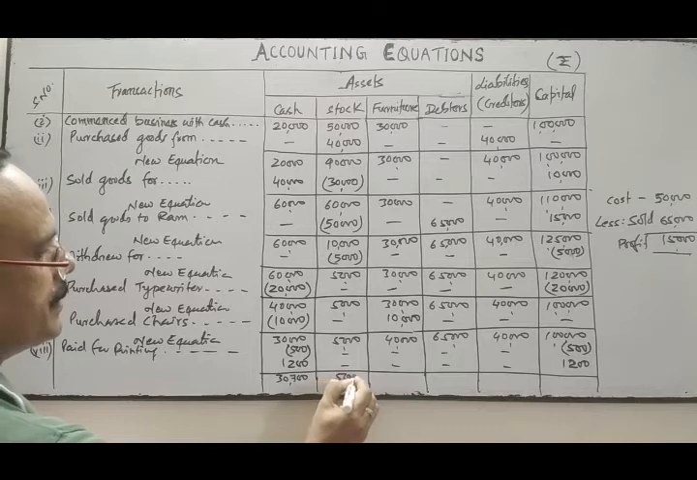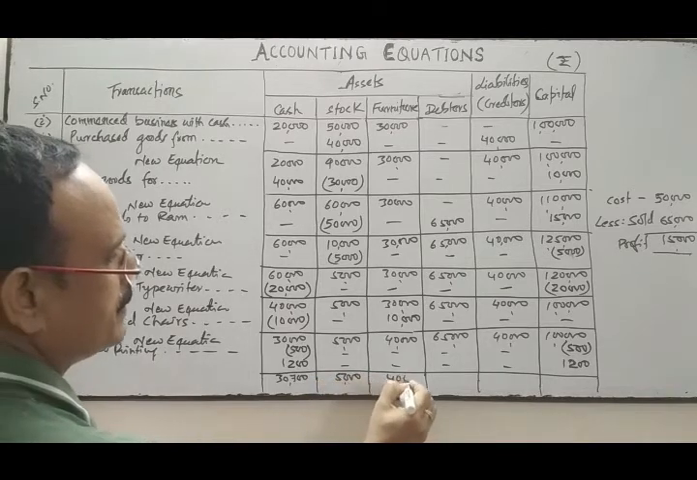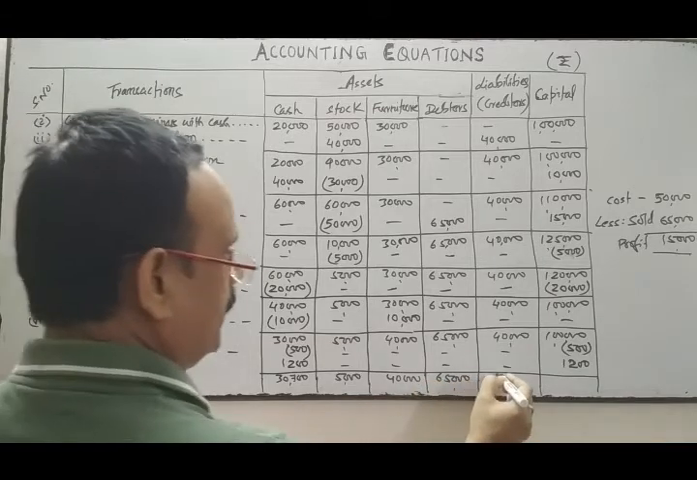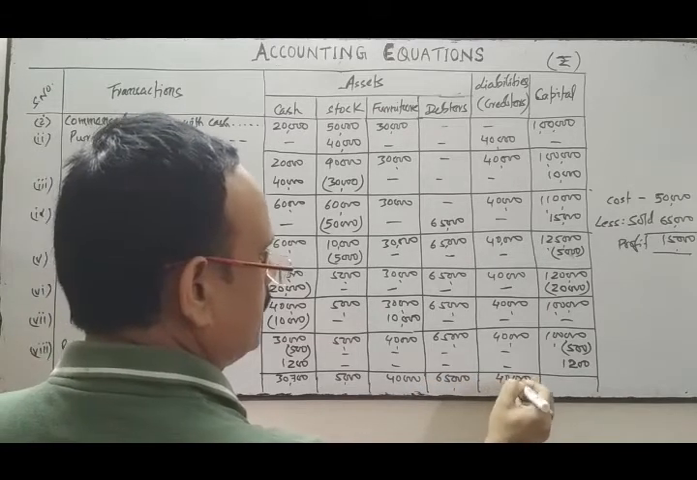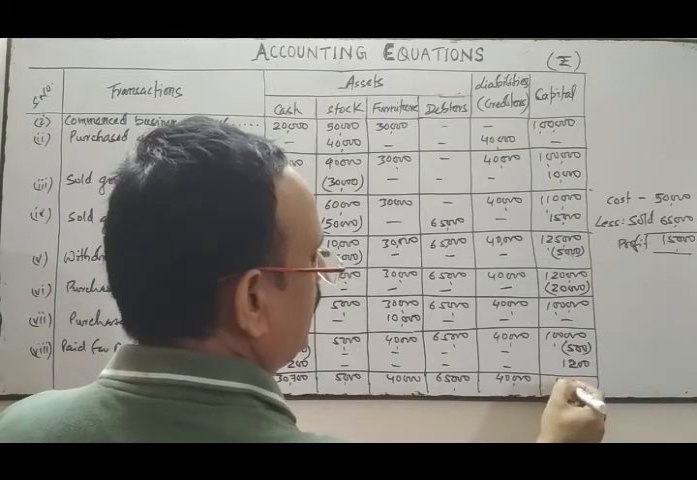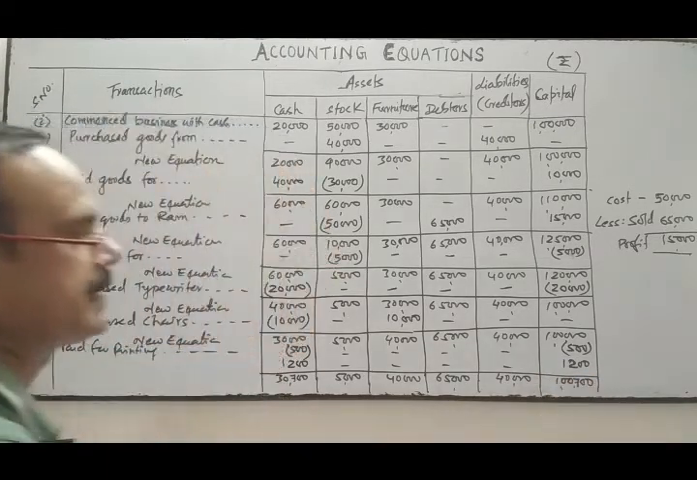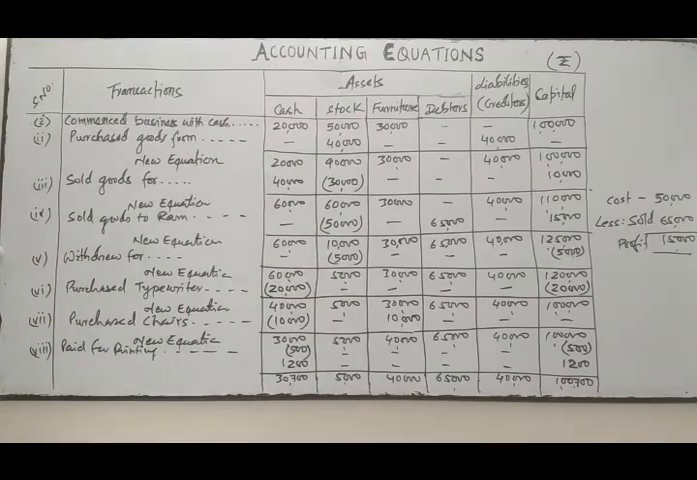This 5,000 as it is, 40,000 as it is, 65,000 as it is, 40,000 as it is, and here 1,07,000. 500 minus, 1200 plus, so 1,07,000. This is the new equation after the eighth transaction.